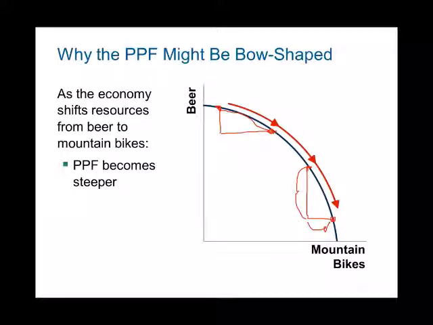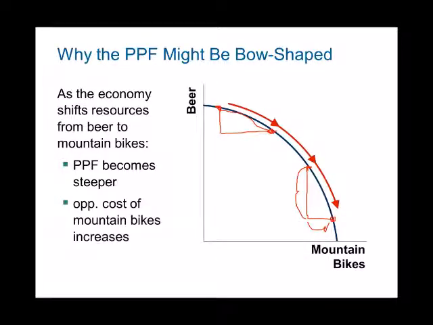So when we have the PPF as a bowed shape like this, and we ask more and more good beer producers to produce mountain bikes, yes, we will get more mountain bikes, but at the margin, we're going to get less and less of them. So as we divert resources from the production of beer to the production of mountain bikes, the opportunity cost of mountain bikes will keep going up, because we need to devote more and more resources to produce mountain bikes if we keep producing more and more of them.